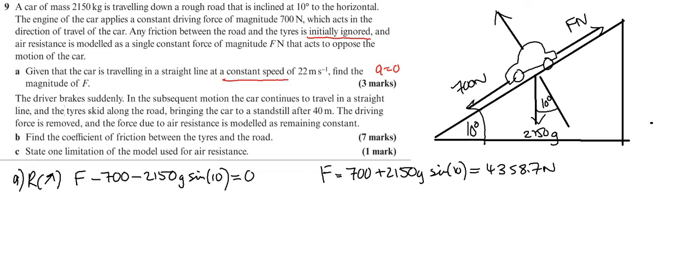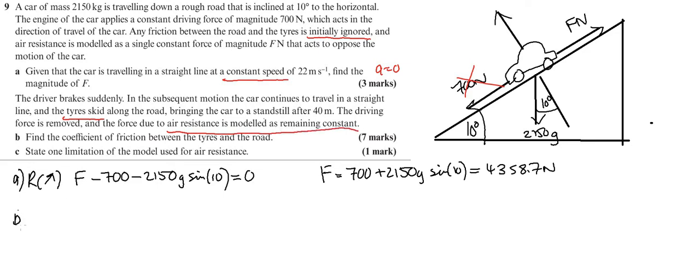Right, now the driver applies the brake suddenly. In the subsequent motion, the car continues to travel in a straight line and the car skids along the road. So you can imagine that if you apply the brakes, the engine, that driving force, the 700 newtons, is now gone, bringing the car to a standstill after 40 meters. So the only two forces acting on the car are the air resistance and the friction between the tyres and the road. Now, initially we ignored it, but now we're not going to, because that's the only thing, plus the air resistance, that's stopping the car. And the air resistance is modeled as remaining constant.